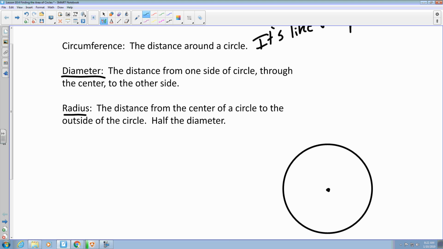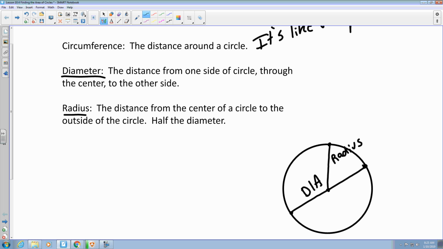So you have essentially a line segment that goes from one end of the circle to the other, but one of the characteristics of the diameter is it must go through the center point. If it doesn't, it's called something else. The other term that involves the center of a circle is the radius. It says that it's the distance from the center of a circle to the outside of the circle. So I find my center point right here, and I find an endpoint that is on the circle. That is my radius.